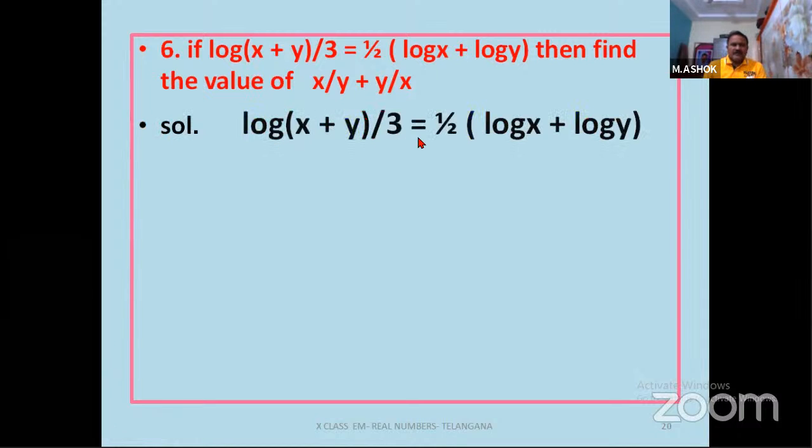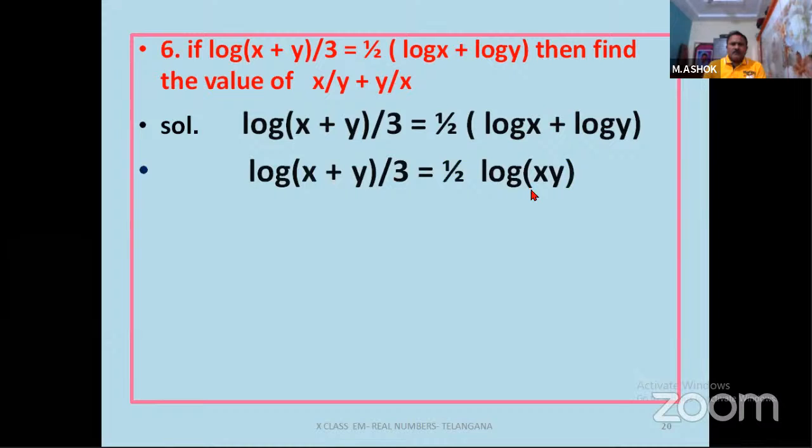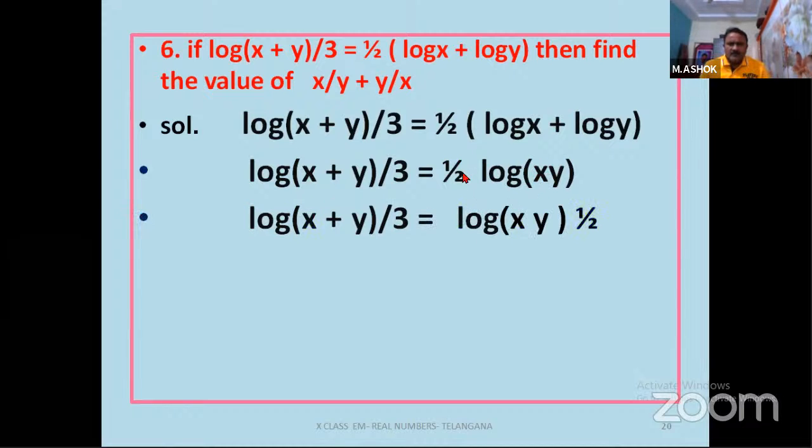So log of (x plus y) by 3 is equal to 1 by 2 into log x plus log y. Log x plus log y we can write as log xy. It is a standard formula. Next, 1 by 2 comes to the power of xy, based on the power formula. So 1 by 2 into log xy you may write as log xy to the power of 1 by 2. Now cancel logarithm on both the sides.